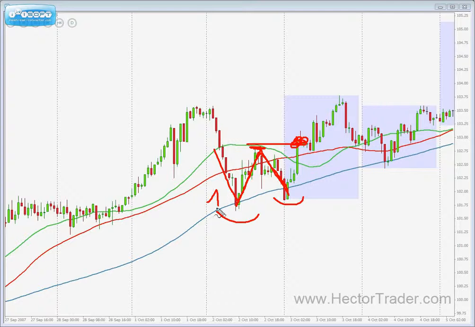Actually, let me draw that. This is the aspect number 1, the first attack. Then we have the bounce off, the bulls have rejected the bears at this point, and therefore creating the aspect number 2 of the 1, 2, 3 formation. Finally, we have the third aspect, the third attack by the bears onto that level of support. That's the aspect number 3.